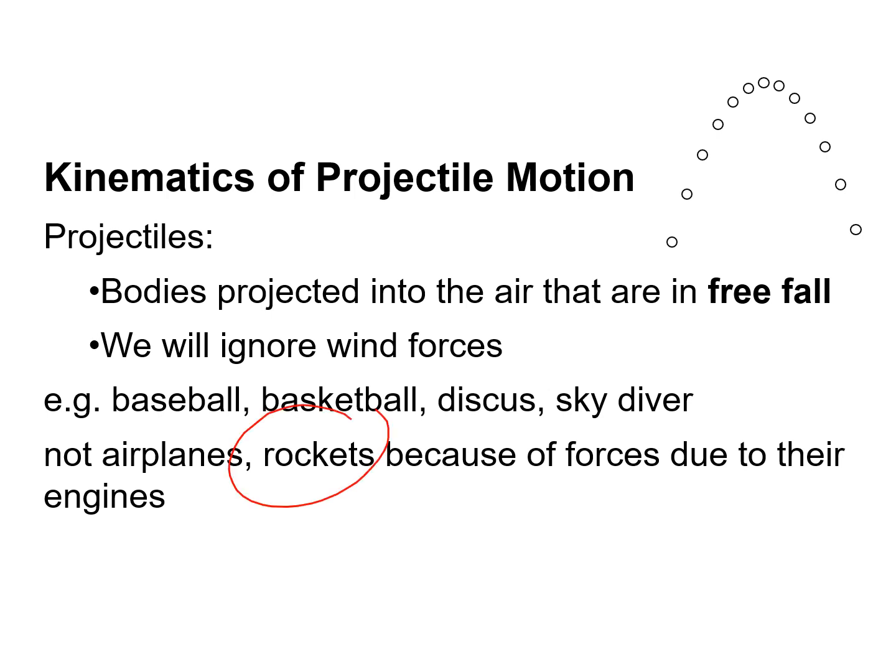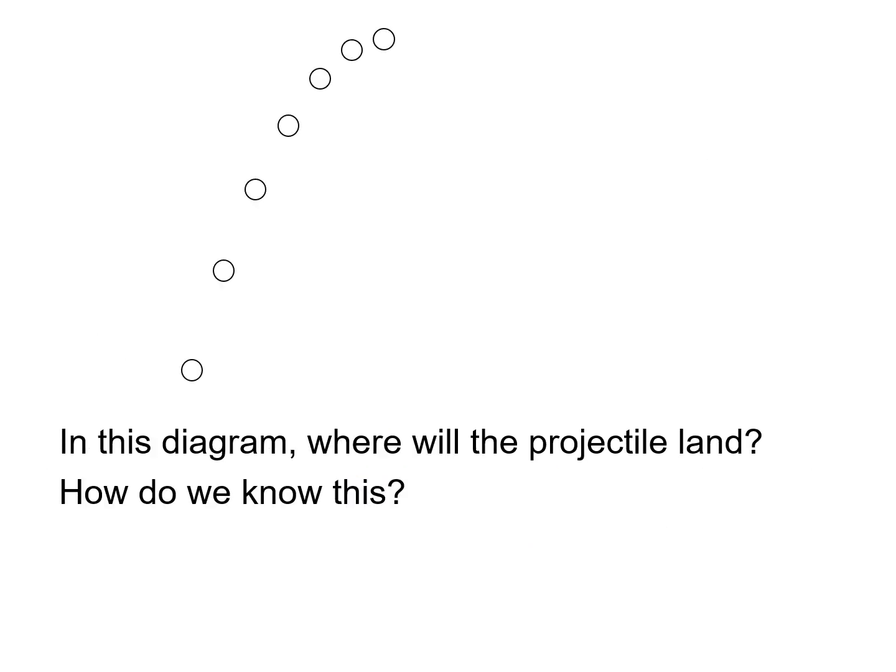Technically, a rocket, if we were to call it a missile or a ballistic missile, these start with forces, but they go up really, really high, and then they fall down just due to the force of gravity. So a projectile basically has a parabolic path.